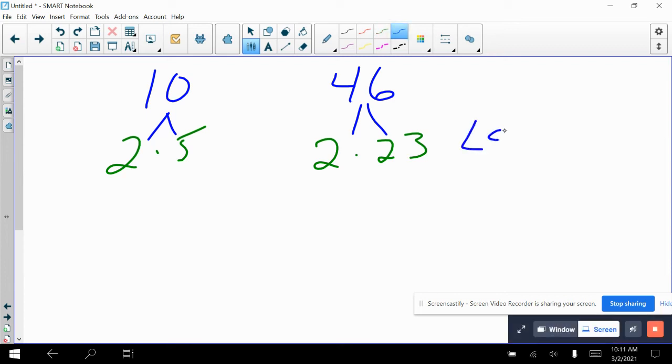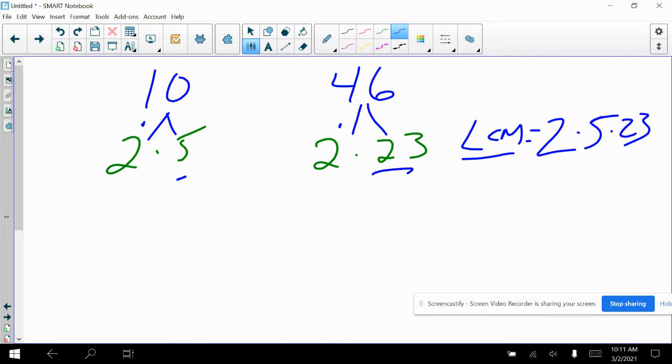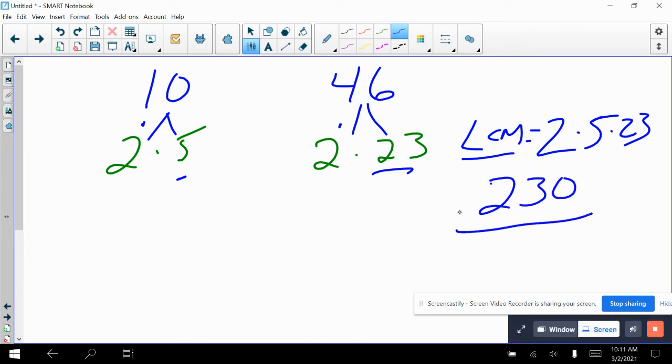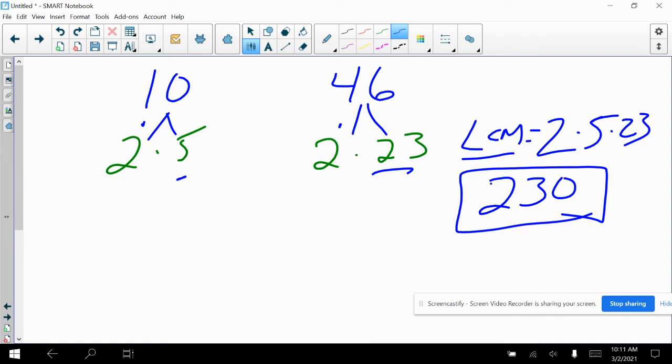What's the highest, or the largest, I should say, exponent? They're all the same, right? 2 to the first. So we take a 2. We got a 5 here and a 23 there. So what do we get? 230 is the smallest number that 10 and 46 go into evenly. See how the numbers are getting bigger again. The LCM is usually a larger number.